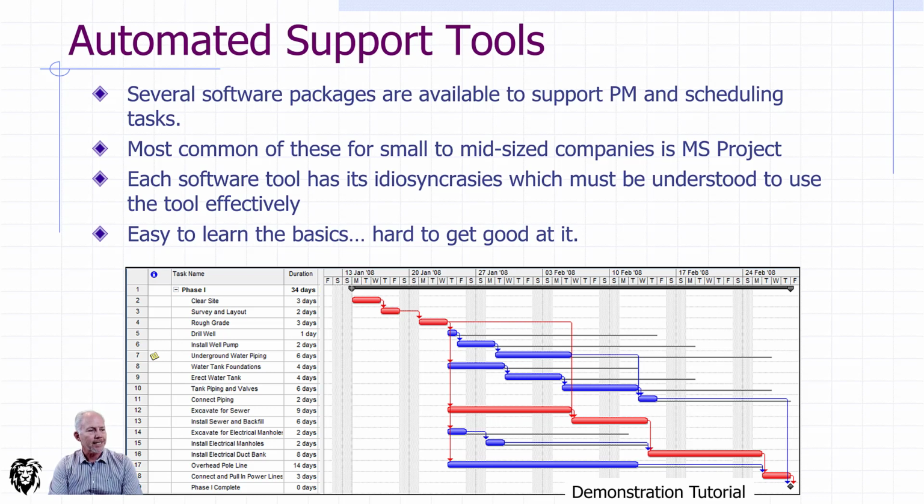You can actually see the slack in the non-critical activities with the dark gray lines coming off the end, and that represents the slack that each of those activities has. And of course, the precedents are shown with the arrows. So the tools are great. They all have their idiosyncrasies.